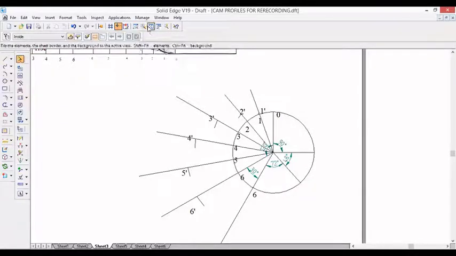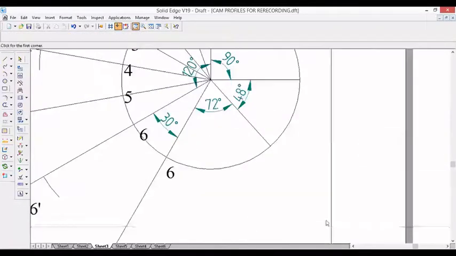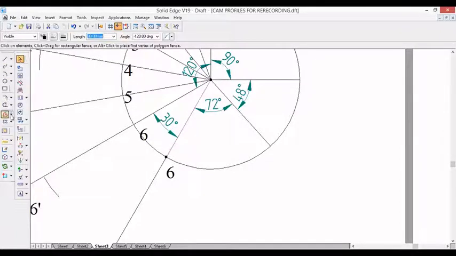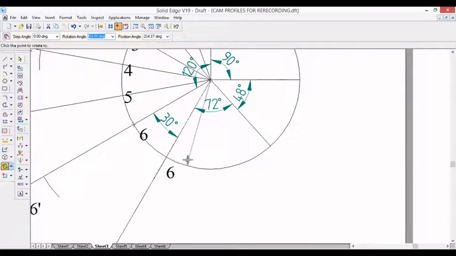Consider this 72 degree. We divided 72 degree into 3 equal parts. So 72 degree divided by 3, we get 24 degrees. So we need to measure an angle of 24 degree. Take protractor, keep protractor on this line and measure 24 degree.